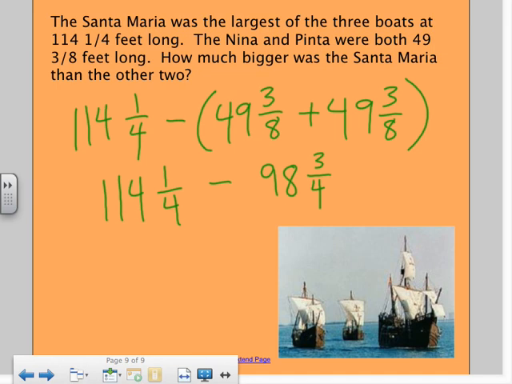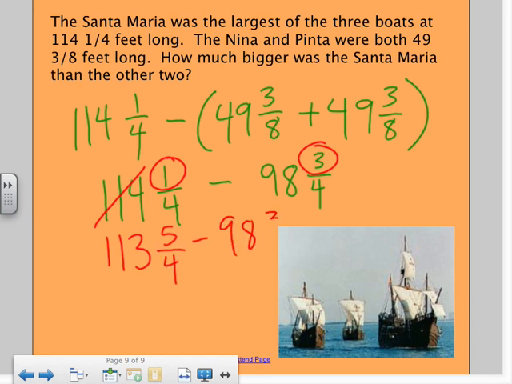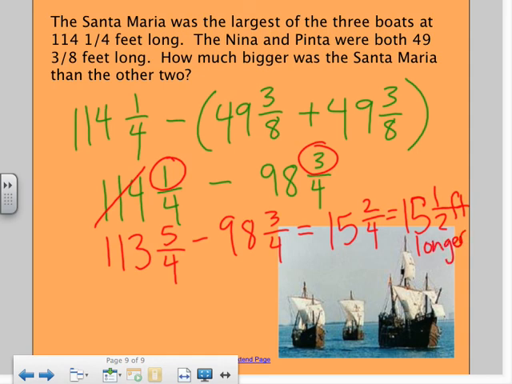So I go to start to subtract, and I notice 1 minus 3, this isn't going to work. Okay, so I need to borrow a whole from this. So this is 113. That whole is 4/4. So plus the 1/4 I already have is now 5/4. And now I can do my subtraction. Okay, so 113 minus 98. You do the math how you get 15. 5/4 minus 3/4 is 2/4, which can simplify to 1/2. So 15.5 feet longer than the other 2 combined. That's a lot longer. Much bigger ship. So that is subtracting mixed numbers with borrowing.